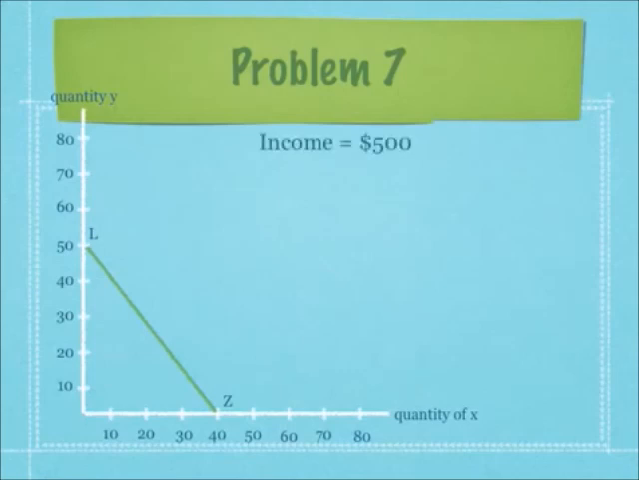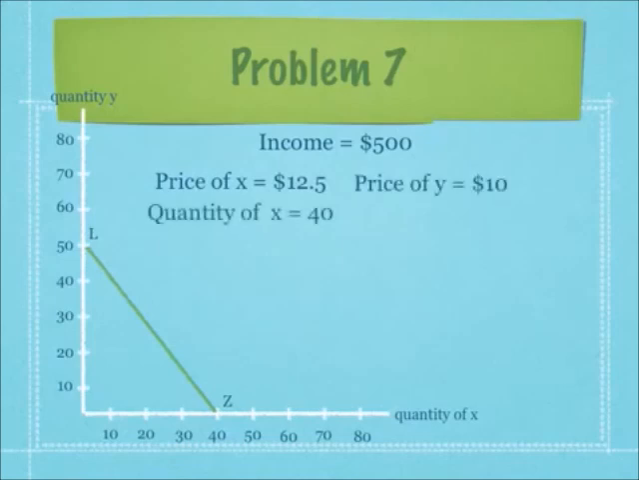So let's review. Income is equal to $500. Price of X is equal to $12.50. Price of Y is equal to $10. Quantity of X is equal to 40. Quantity of Y is equal to 50. The actual equation for this line is Y is equal to the income divided by price of Y, minus the price of X divided by price of Y times X. And I've proved that equation. I showed you the steps of that in a previous lecture.